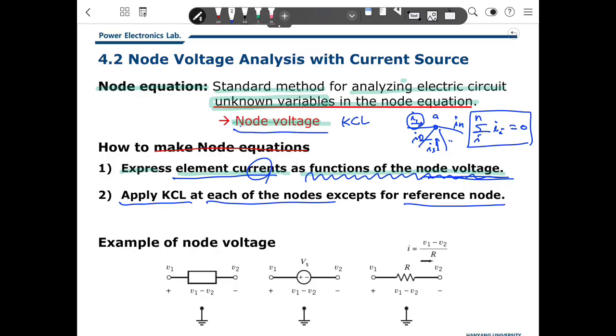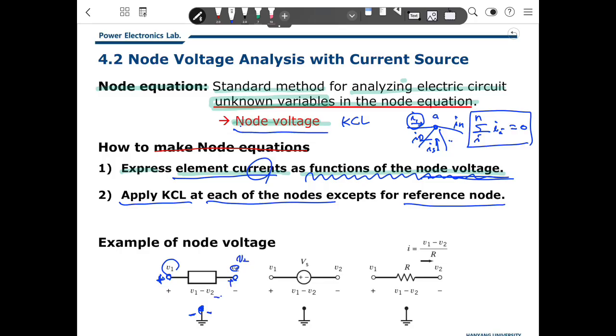There are two nodes here. This is node 1 and node 2. Then this is a ground reference node. The node voltage is V1, that means the voltage from here to here. And V2 is the voltage from here to here.